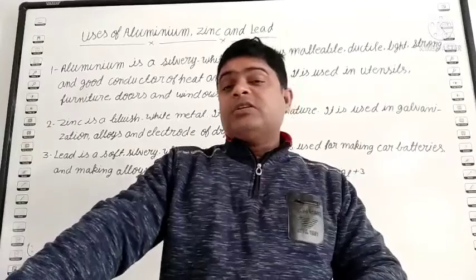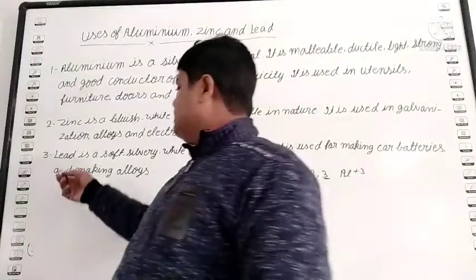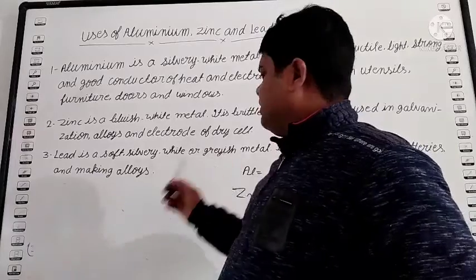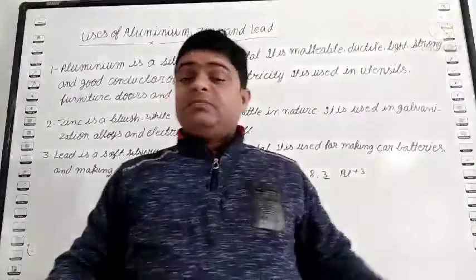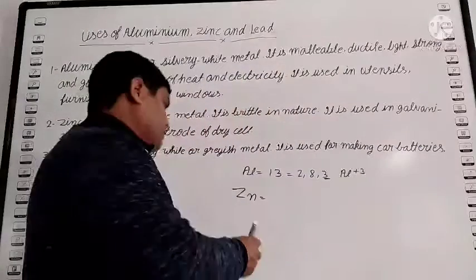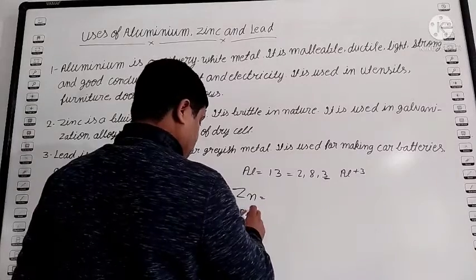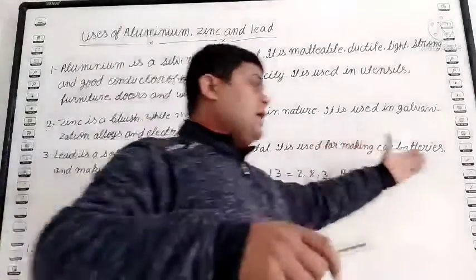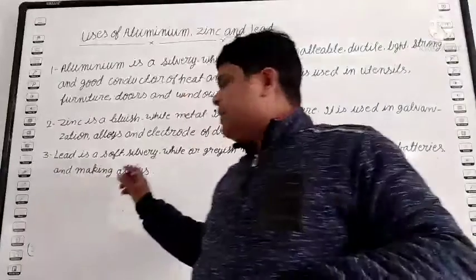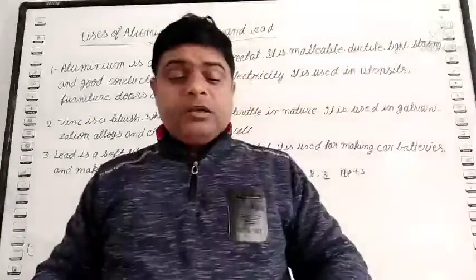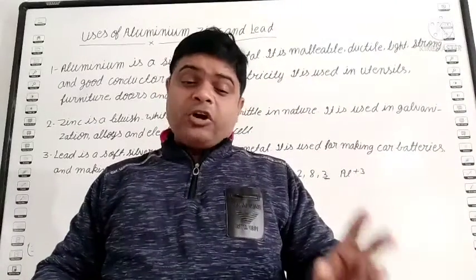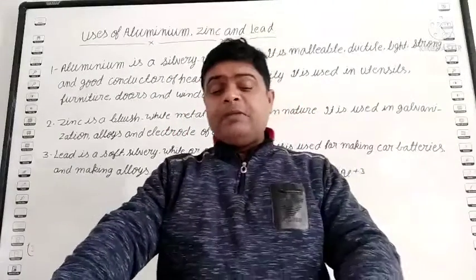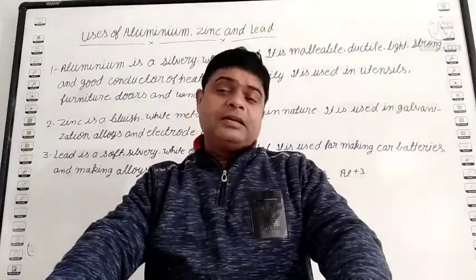Okay student, next one is lead. Student, lead is a soft, silvery white or grayish metal. Lead symbol Pb. It is used for making car batteries and making alloys. Lead is a soft, silvery white or grayish metal. It is ductile, malleable and a poor conductor of electricity.